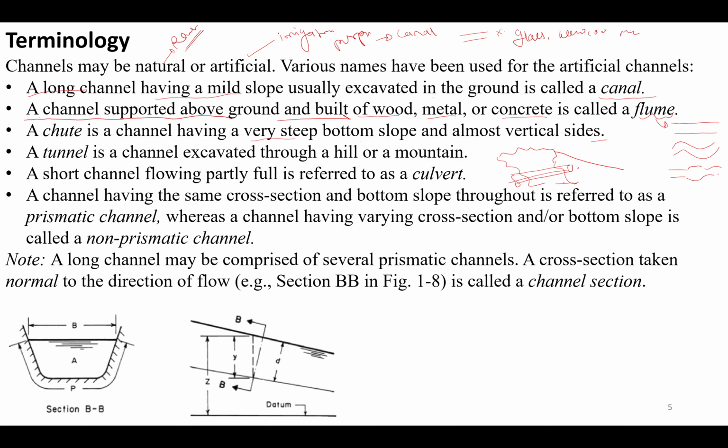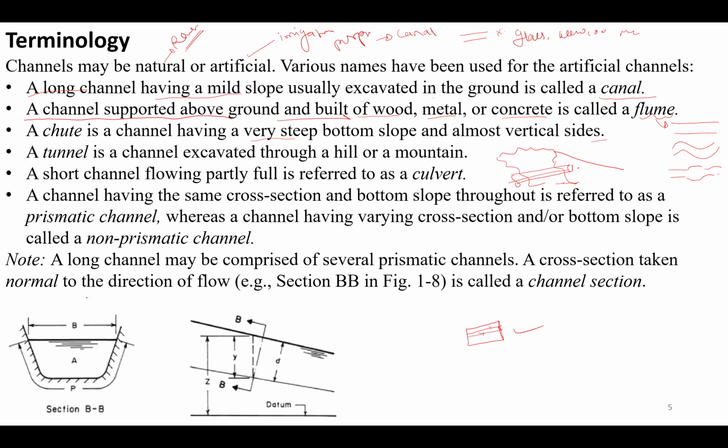Okay. Now a short channel flowing partially full is referred to as a culvert. A culvert is nothing but a covered channel. You might have seen it in your village area roads. If a road is there, for crossing the water from one side to another side, you can generally see a culvert. It is not full, only partially full, maybe up to that much or up to that much. So this is the culvert.